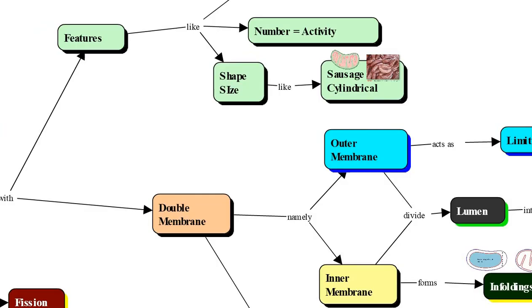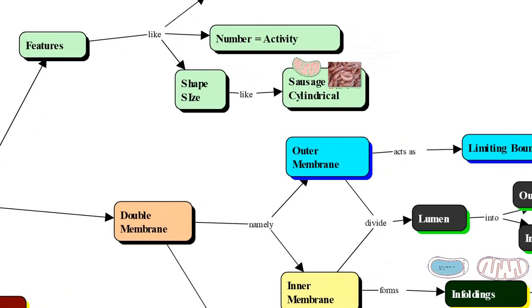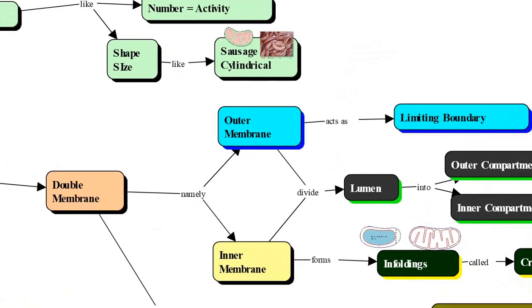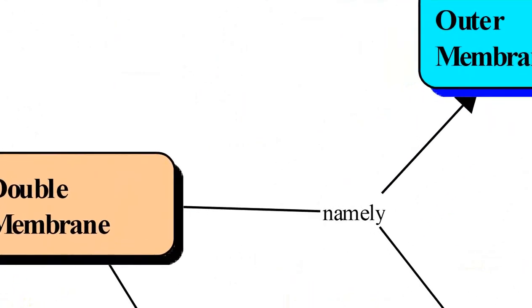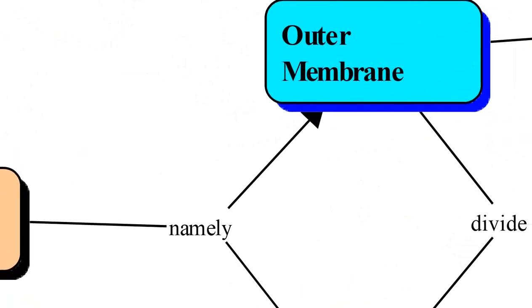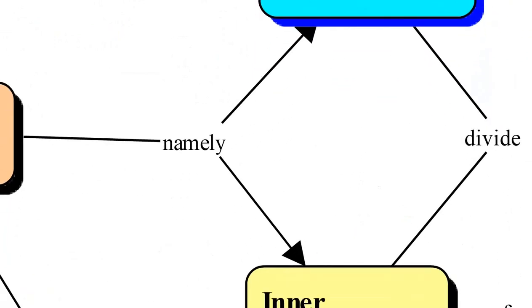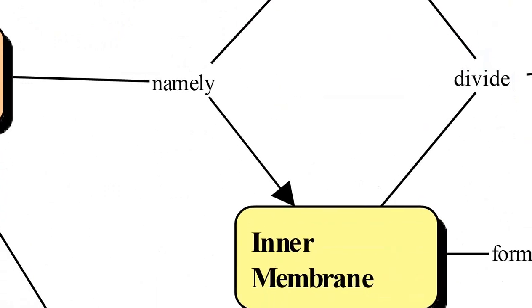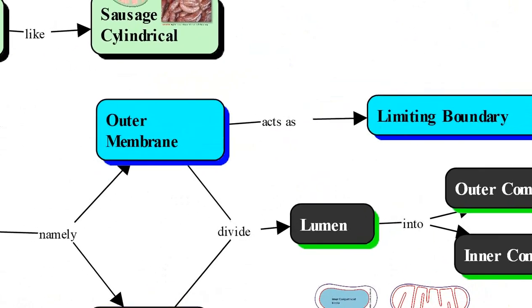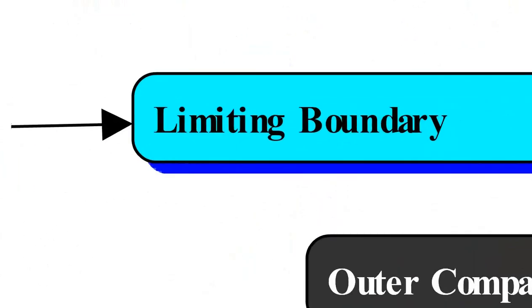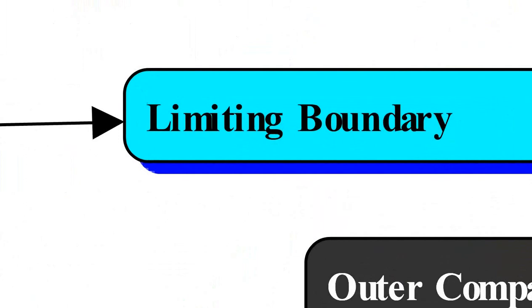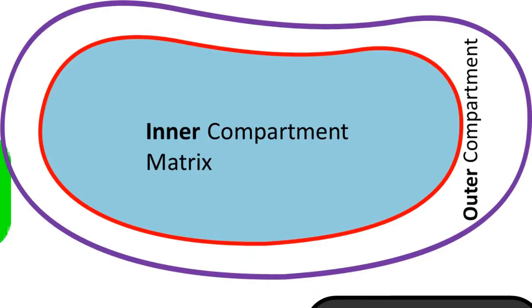Now coming to the structure of the mitochondria. Usually this mitochondria is a double membrane structure. That means it has two layers, the outer membrane as well as the inner membrane. The outer membrane acts as the limiting boundary for the mitochondria. This is the structure of the mitochondria. Usually it has two layers, outer membrane as well as the inner membrane.